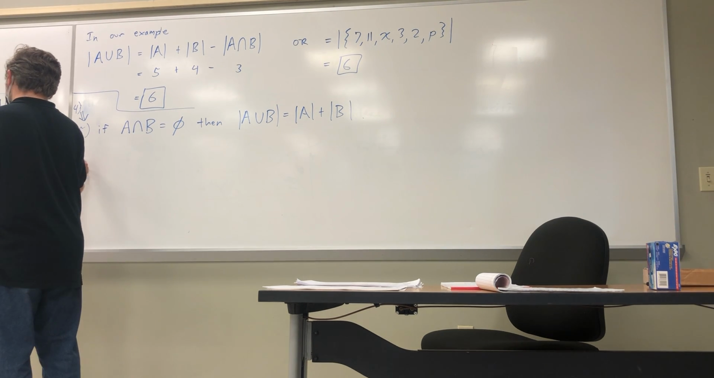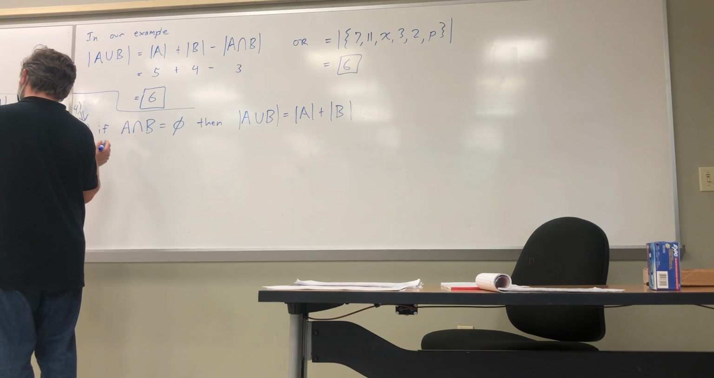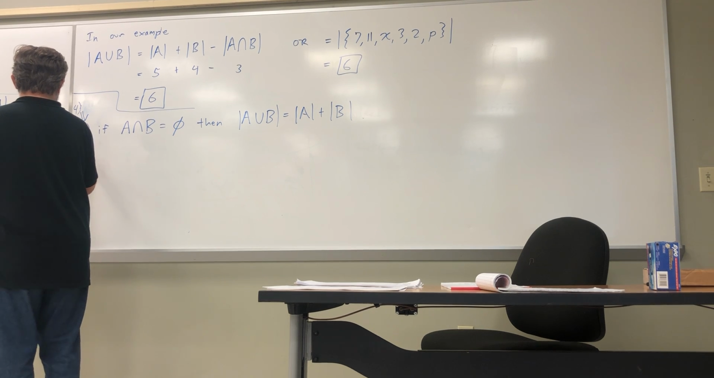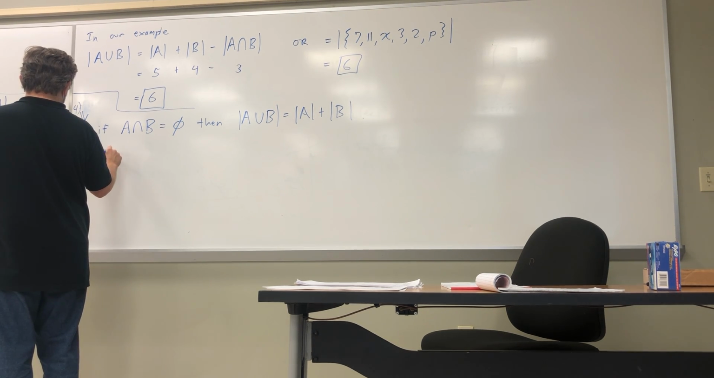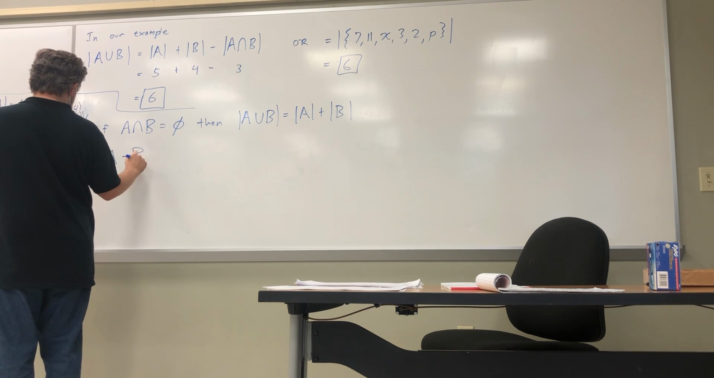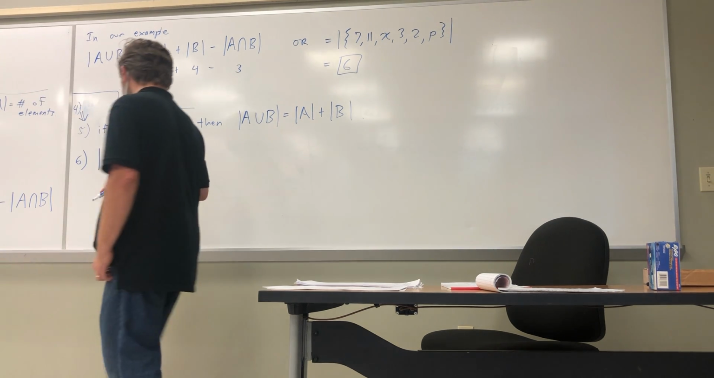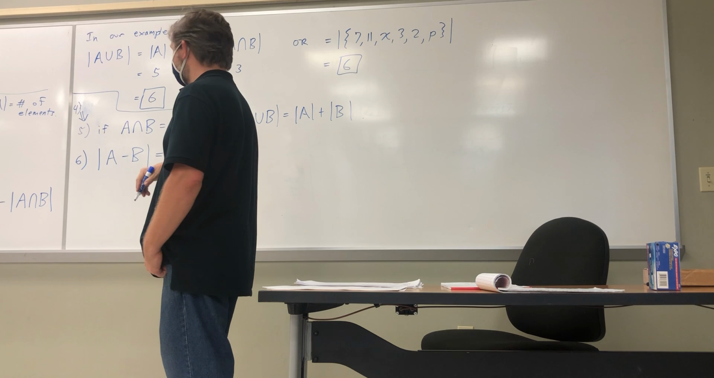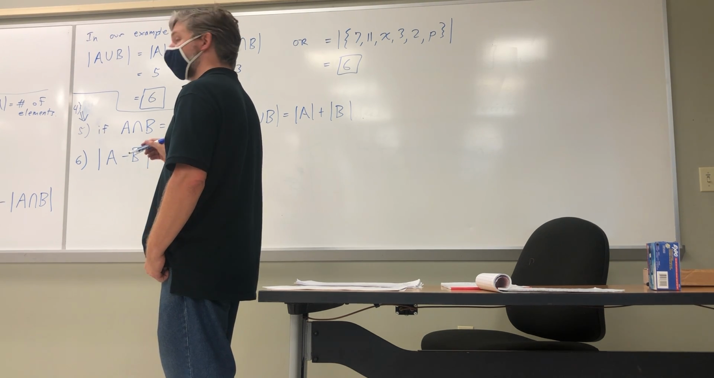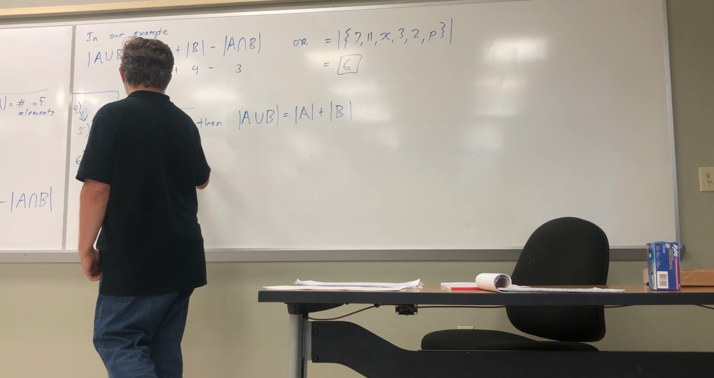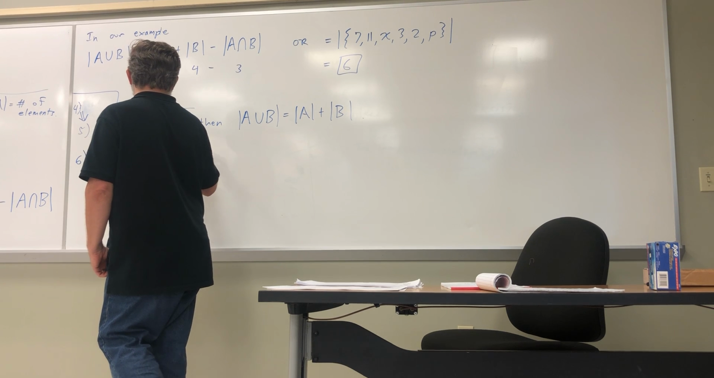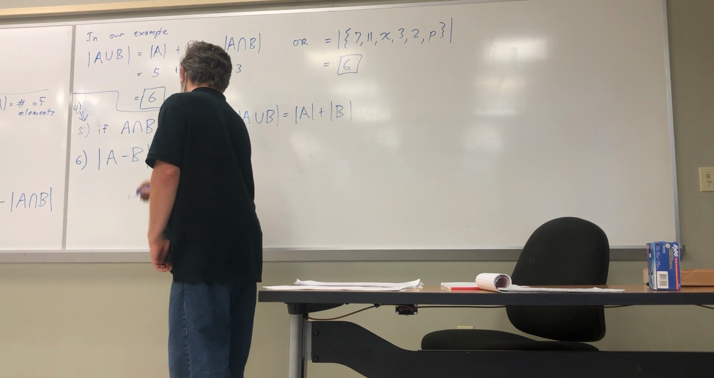Similarly, for subtraction, number 6 is A minus B. So, if you want to know how many things are in A minus B, it does work like subtraction. You can take A and then minus.